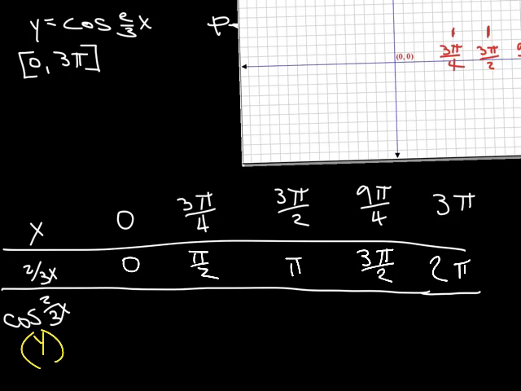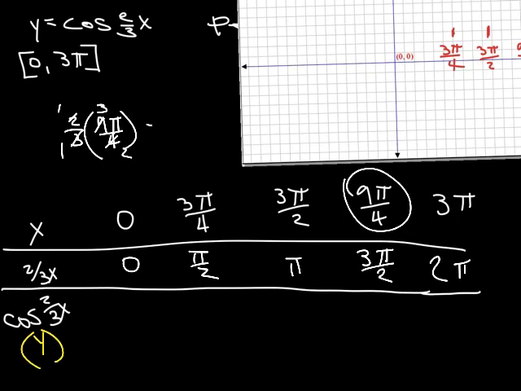I did not show the math, so let's just take one of them. Let's take this one and take 2/3 times x, which is 9 pi over 4. That crosses a 3, that goes away, that goes to a 2, that goes to a 1, and I get 3 pi over 2. And that's what I've got right there. So that's how you find them.